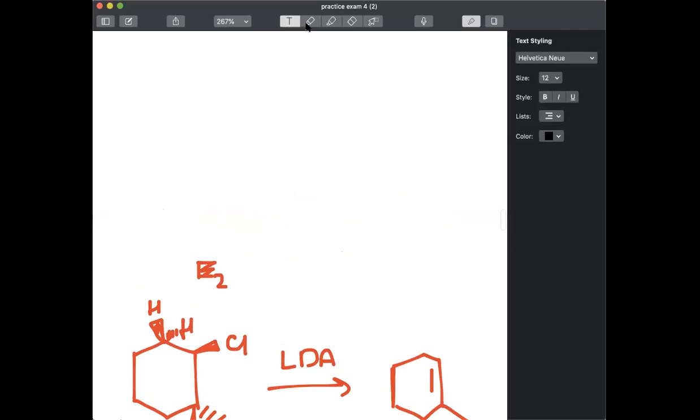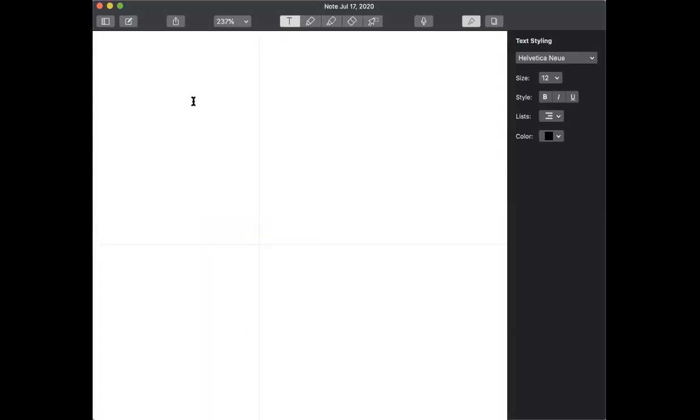Can't type anymore. Bruh. Let me just go to a new page. Okay, cyclohexanes. Let me do this. E2 cyclohexanes.